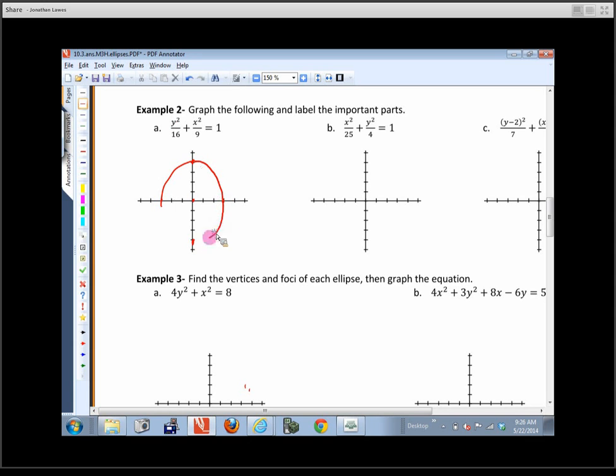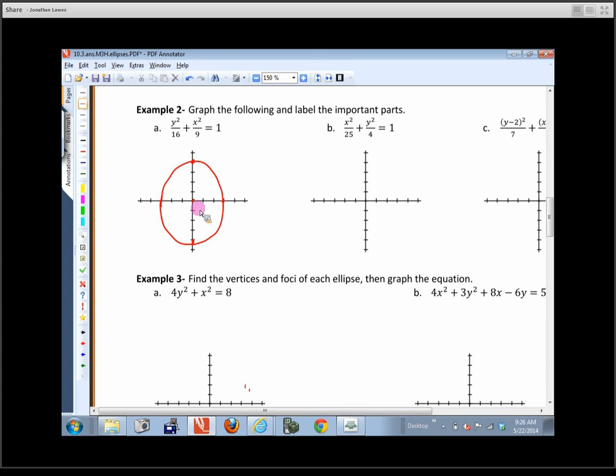Go ahead and try and graph this without doing the rectangle. I would recommend doing the rectangle at least on some of them. This isn't very stretched out, not very elongated or anything, okay? But this is still the major axis. It has a vertical major axis because the larger number was underneath the y, okay? Now, labeling these 5 points, piece of cake.